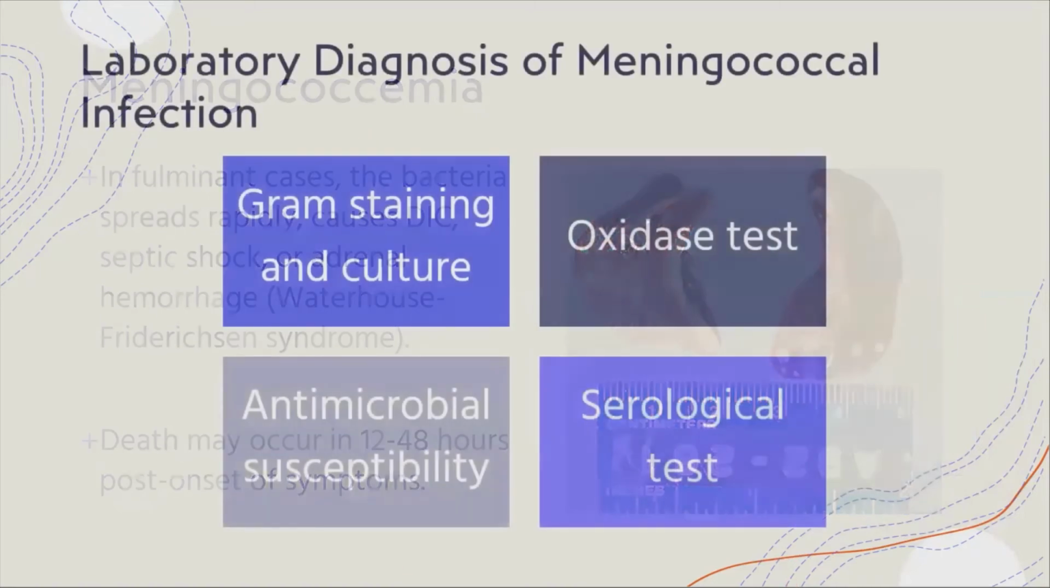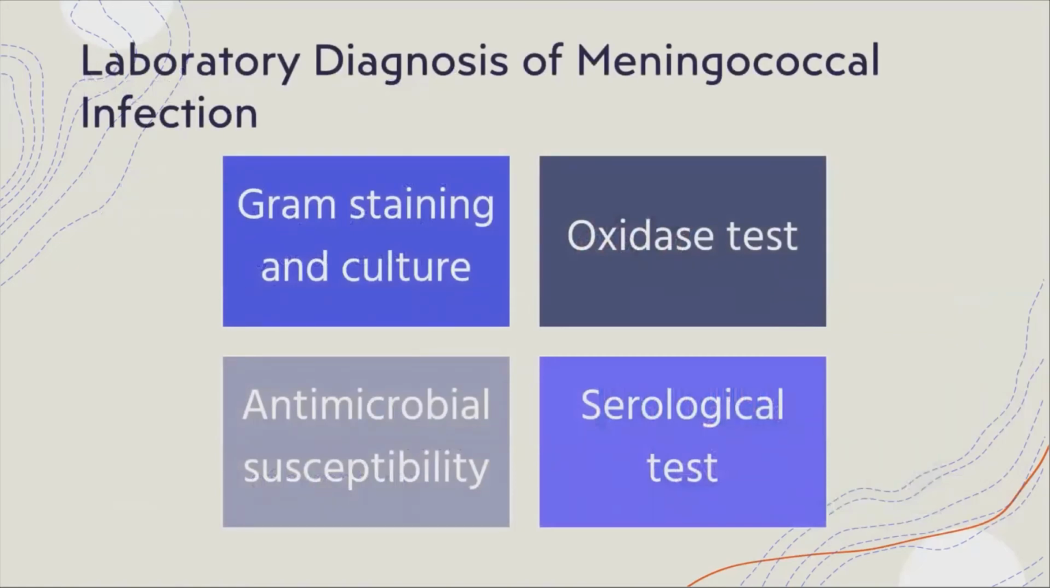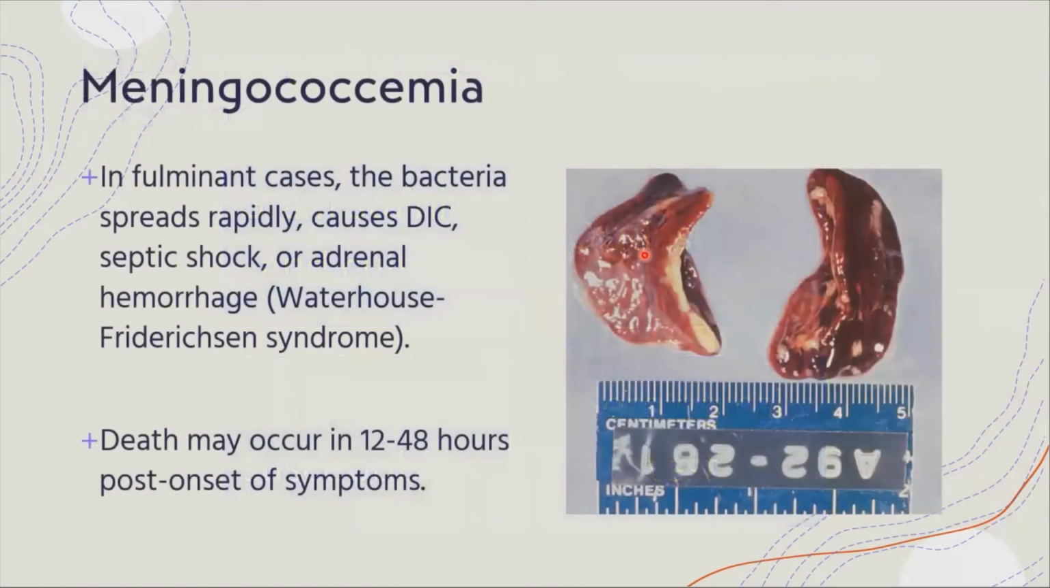So for the laboratory identification or diagnosis of meningococcal infection, it includes, of course, your gram staining and culture. We have the oxidase test, antimicrobial susceptibility, and serological test. However, class, itong mga test na to, it's not really that useful, no, in the immediate diagnosis of the disease, kasi nga napakabilis ng progression niya. So once mag-appear kasi yung symptoms, particularly the rashes, if left untreated or if poorly managed, it can lead to death within 12 to 48 hours.